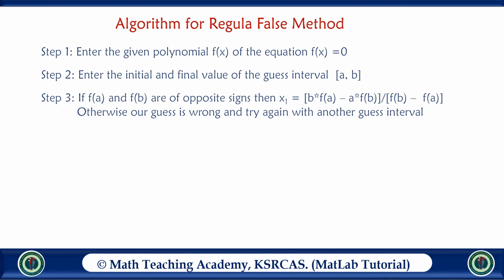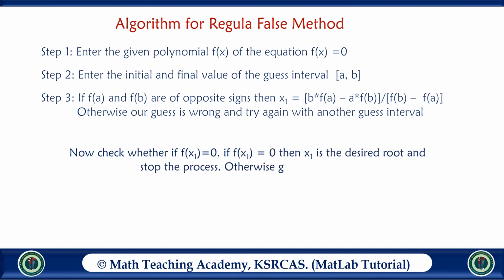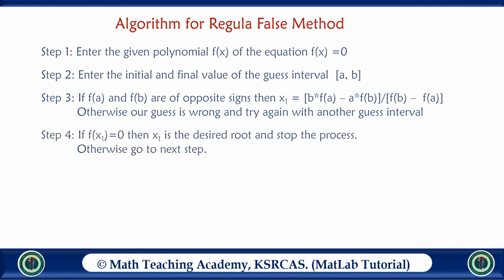So, step 3 becomes: if f of a and f of b are of opposite signs, then x1 is equal to b star f of a minus a star f of b whole divided by f of b minus f of a. Otherwise, our guess is wrong, and try again with another guess interval. Now, check whether f of x1 is equal to 0. If f of x1 is equal to 0, then x1 is the desired root and stop the process. Otherwise, go to the next step. Step 4 becomes: if f of x1 is equal to 0, then x1 is the desired root and stop the process. Otherwise, go to the next step.